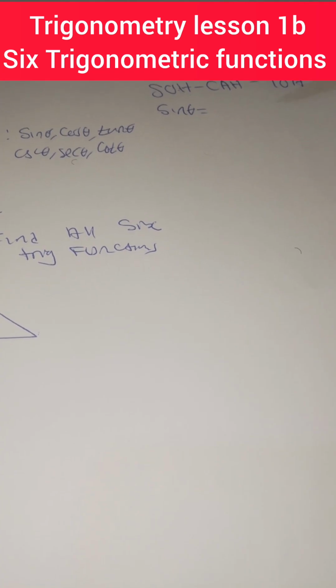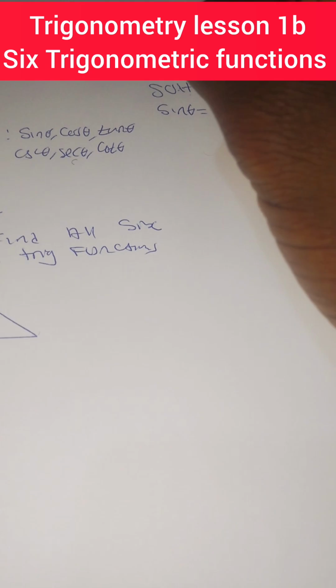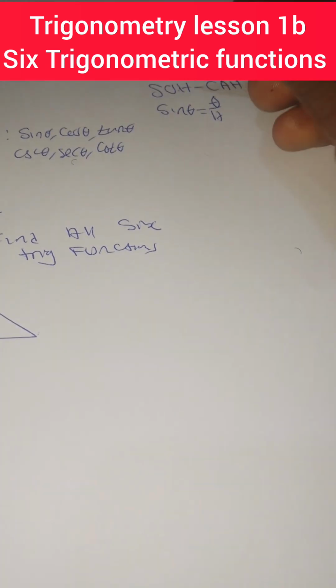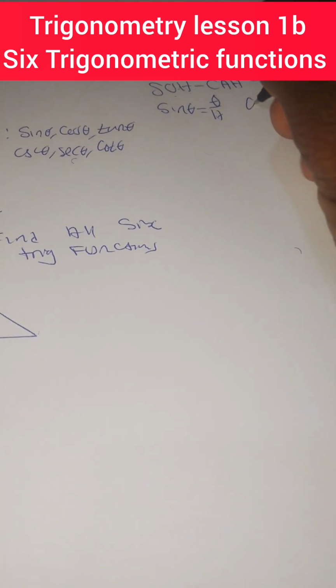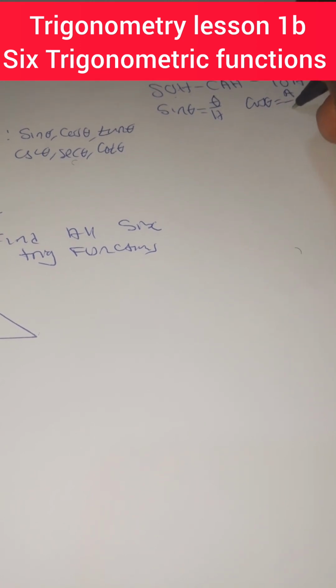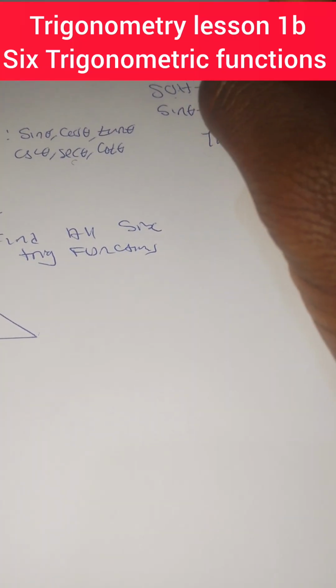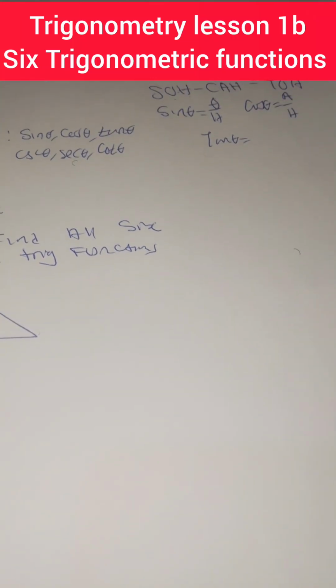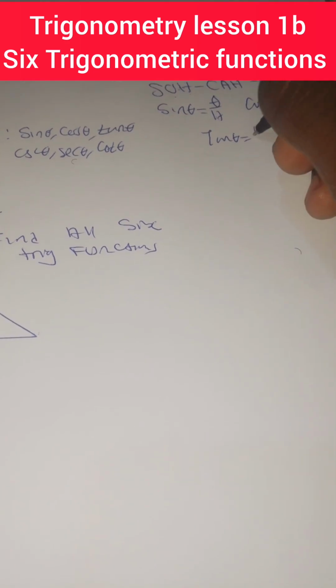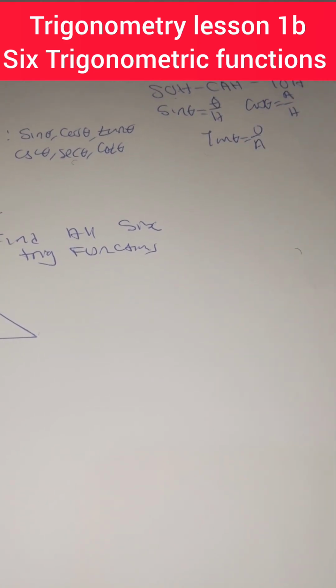So sin theta is equal to opposite over hypotenuse, because of SOH. Then cos theta is equal to adjacent over hypotenuse. As you can see, I'm just getting it from CAH. Then tan theta is equal to, you have guessed it right, opposite over adjacent. So those are the first three trig ratios.